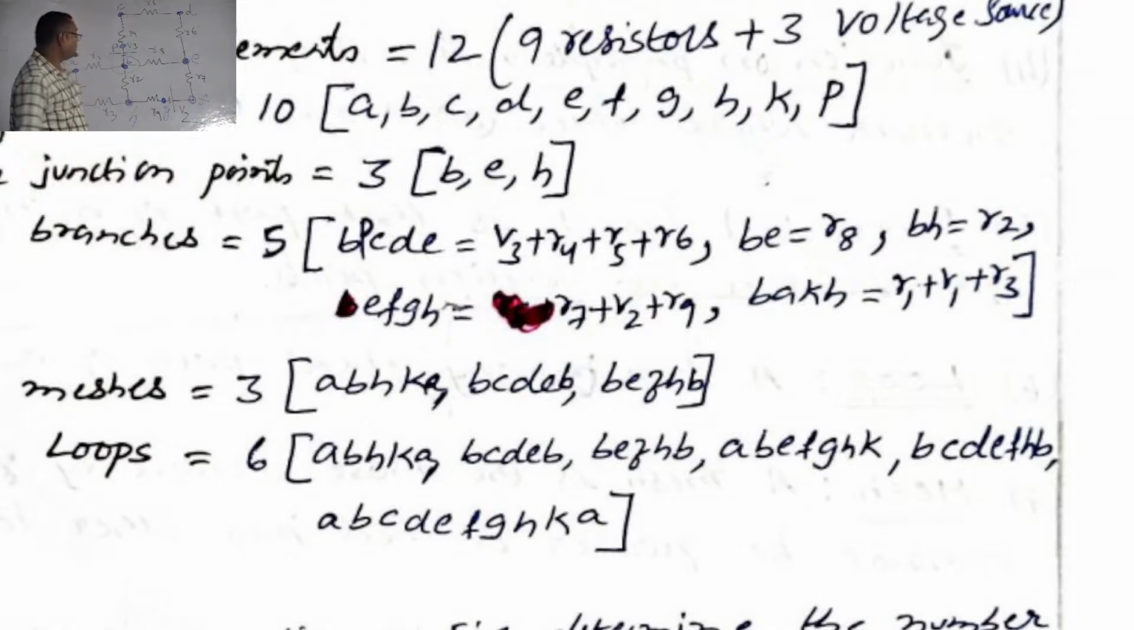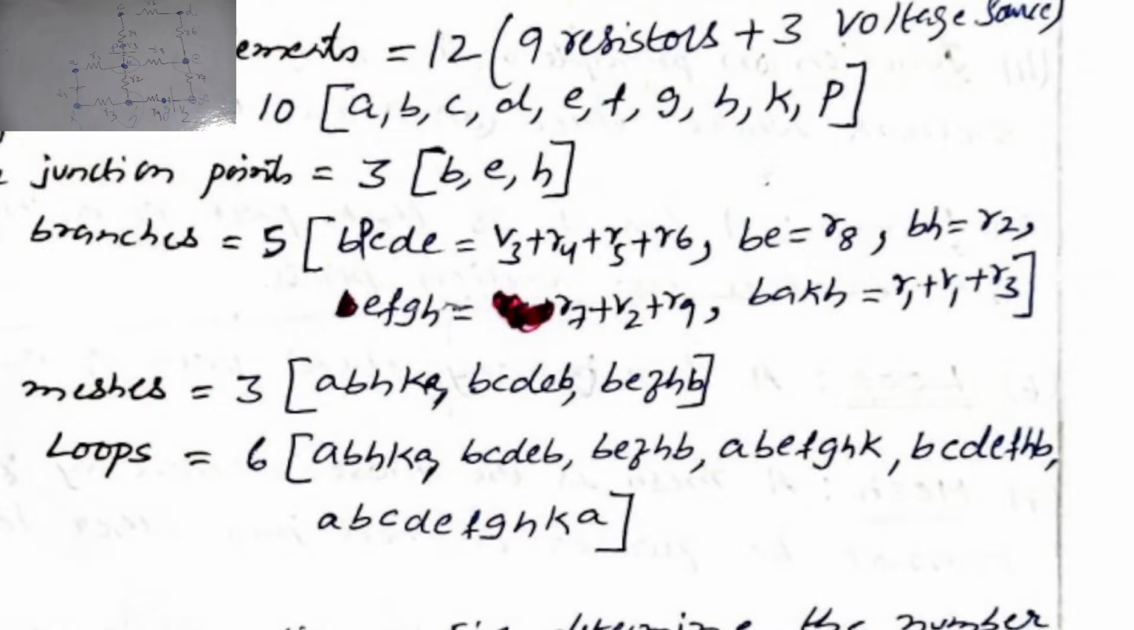Next one, E. Where is the E? How many elements are joined? 3. Minimum 3. The next one is H. Where is the H? This is the H. Minimum 3. B is 4, E is 3, H is 3. So minimum 3 elements, then only it becomes a junction. So the number of junctions is 3: B, E, H. Clear?